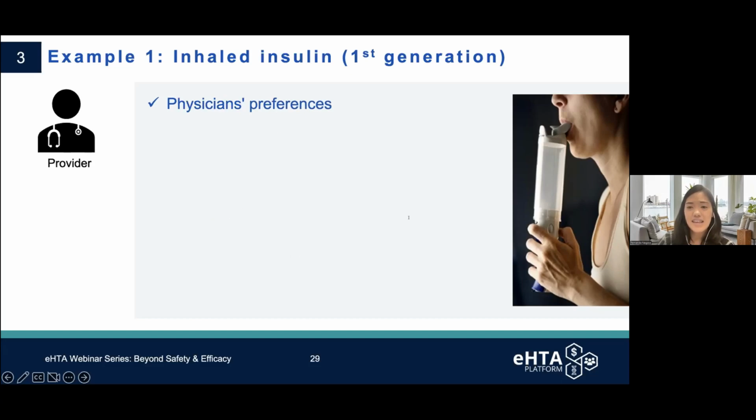And then it came to physicians as well. Physicians will have their own set of preferences when making decisions whether to prescribe the medication or not. One thing you need to understand about physicians is that a lot of them are late adopters of technology, meaning that they're reluctant to change their practice. And unless they see any additional benefits that the drug, in this case inhaled insulin, will offer, they will not prescribe it.